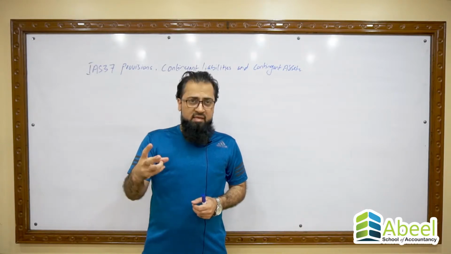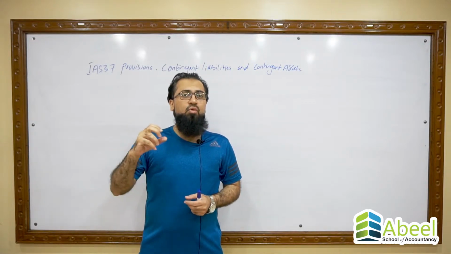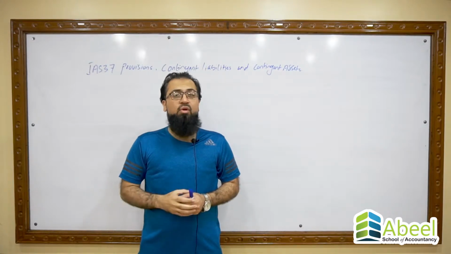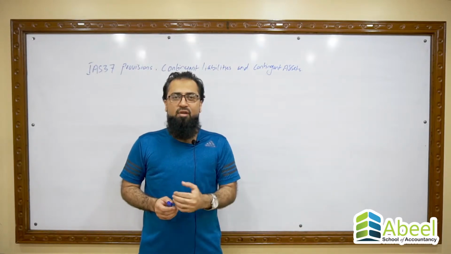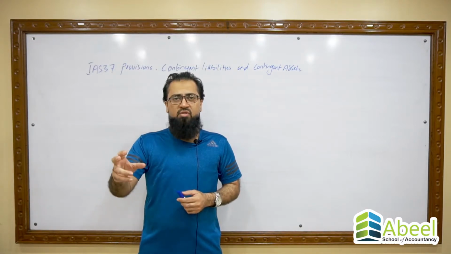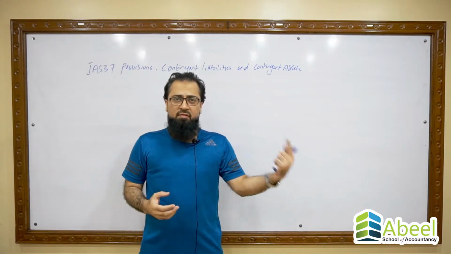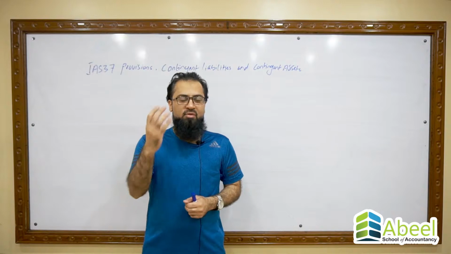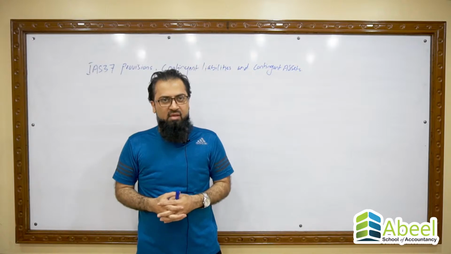Then in the second year, the CEO used to reverse that provision. When you reverse the provision, you pass a journal entry in which you debit the provision and you credit profit and loss. So as soon as they reversed the provision in the second year, the company, which was loss-making in the first year, showed a profit in the second year. And the people were saying, look at the performance of the CEO. He has turned a loss-making company into a profitable company.